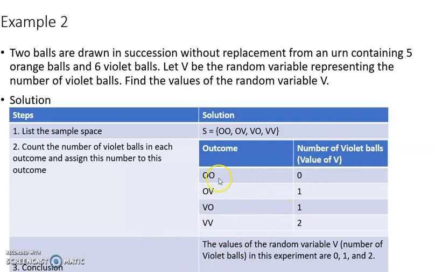Now from this, our conclusion would be the values of the random variable capital letter V, which represents the number of violet balls in these experiments, are 0, 1, and 2. Kung mapapansin nyo dito, dalawa yung 1 value V, pero isa na lang ilalagay natin dyan. 0, 1, and 2.